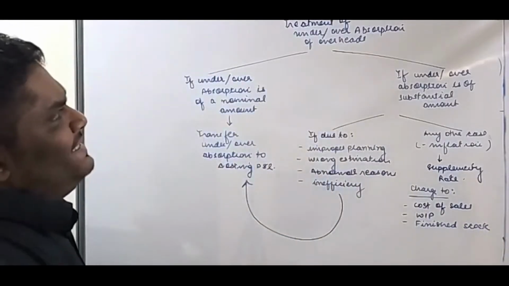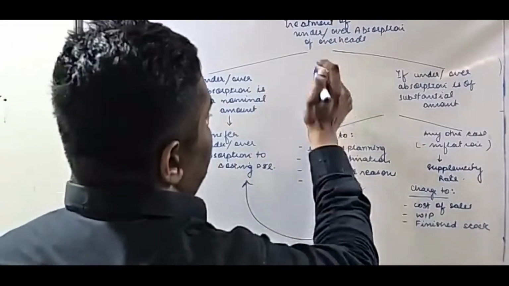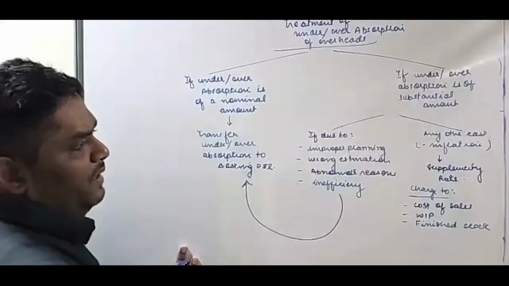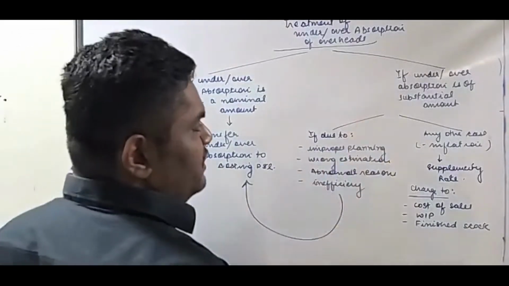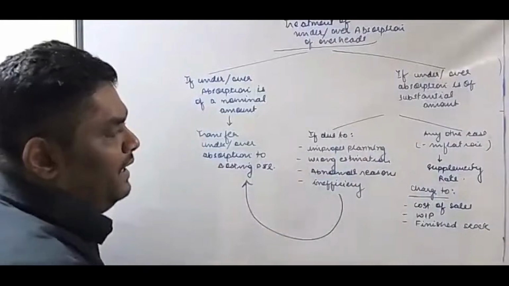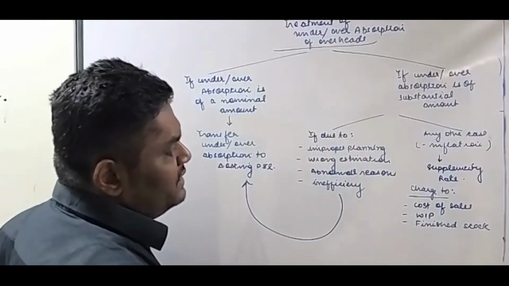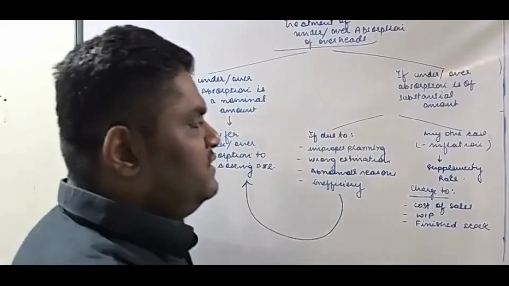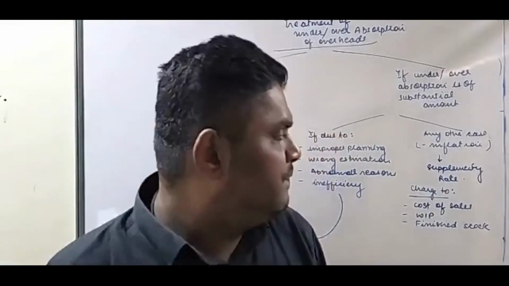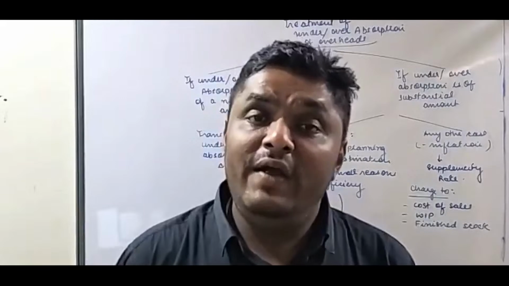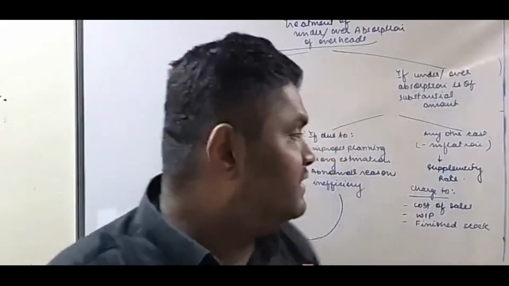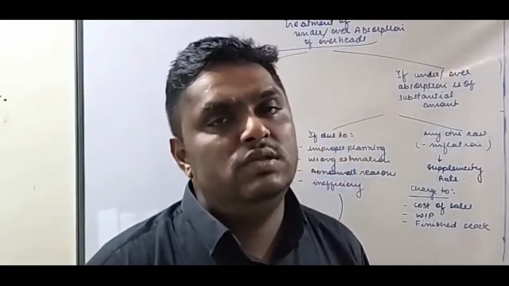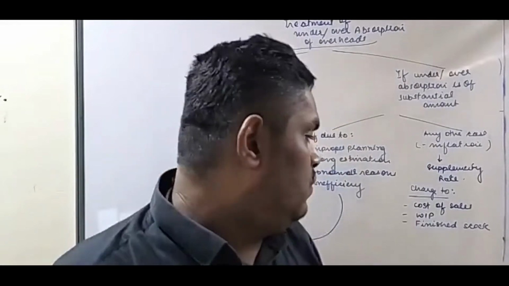So the concept is very simple when talking about the treatment of under or over absorption of overhead. If it is of a very small amount, transfer it to costing P&L. Further, if it is of a substantial amount and it is due to improper planning, wrong estimations, abnormal reasons or inefficiency, again transfer it to costing P&L. But if it is due to any other reason, it can be inflation. If it is due to inflation, then we have to calculate the supplementary rate and charge that supplementary rate to cost of sales, work in progress, and closing stock to inflate or deflate the value for the same.